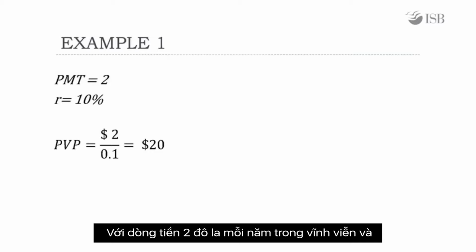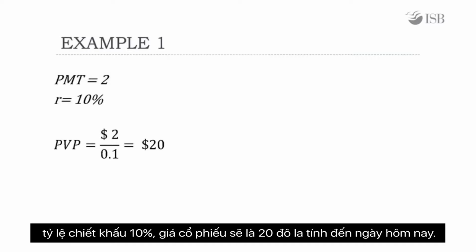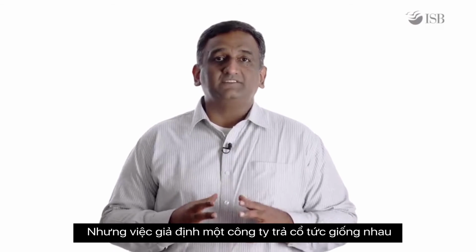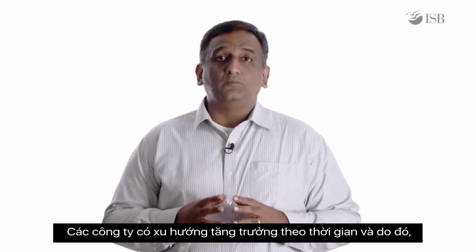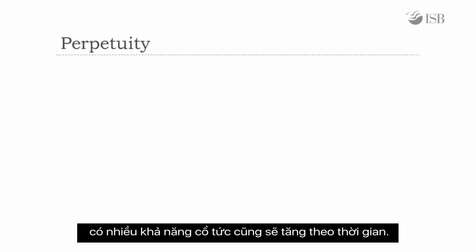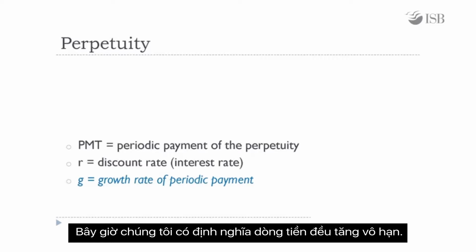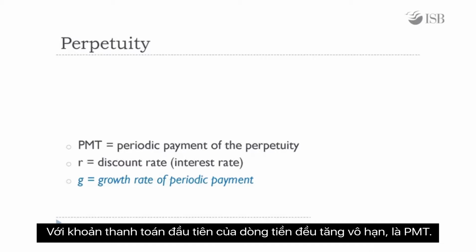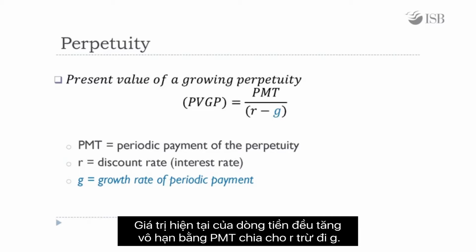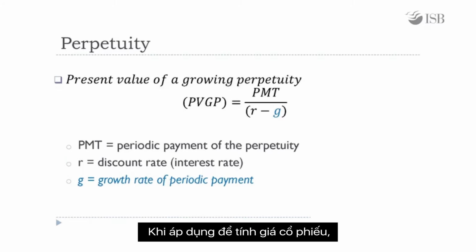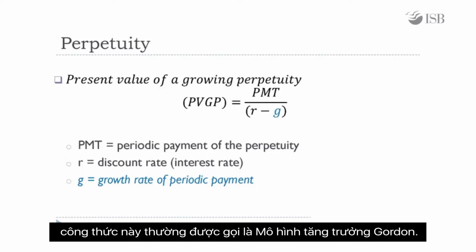Given the $2 stream of cash flows every year forever and a discount rate of 10%, the stock price should be $20 today. But is it reasonable to assume that a company pays the same dividend every year forever? Companies tend to grow in size over time and hence are more likely to increase dividends over time. Let's denote the growth rate in these dividends by little g. Now we have what is called a growing perpetuity, with the first payment of the growing perpetuity being PMT. The present value of a growing perpetuity is given by PMT divided by R minus g. When applied to calculating stock prices, this formula is commonly referred to as the Gordon growth model.